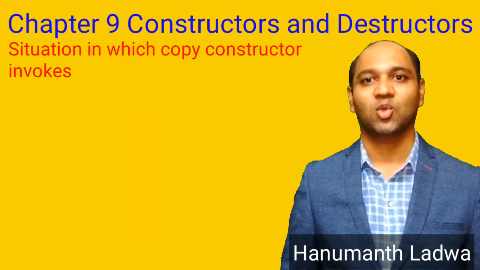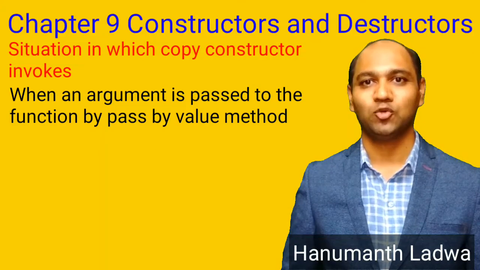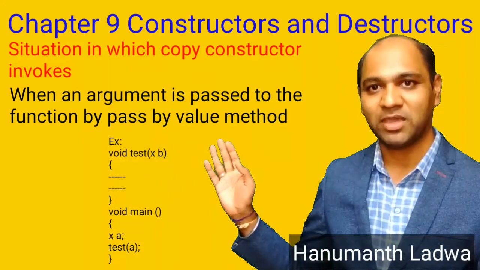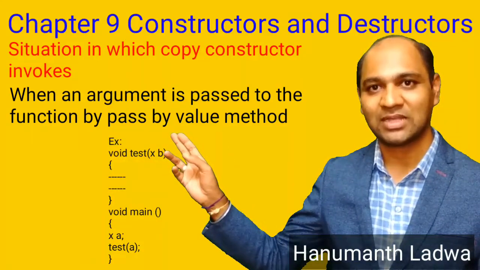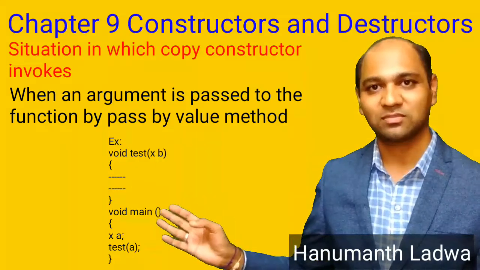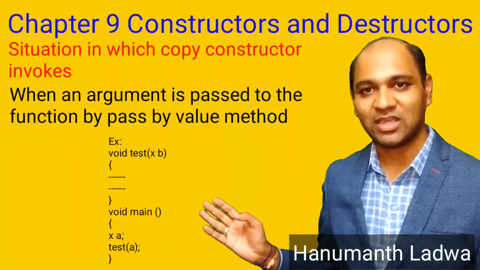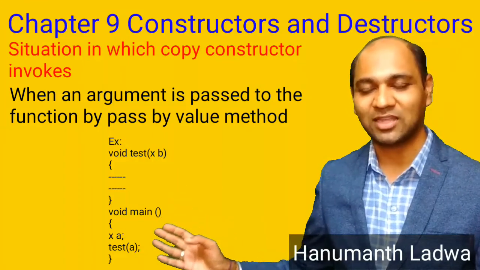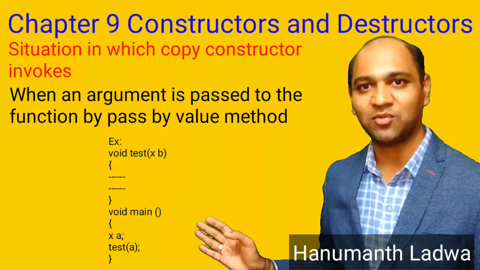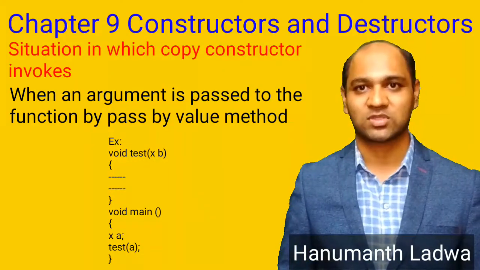And the third situation is when an argument is passed to the function by the pass by value method. Here you can take the example void test(X b). So here b is an object of type class X, and then curly open brace, number of statements, curly closing brace. In void main, inside the curly open brace we are going to write X a, where a is an object of type X, and then we are going to pass this a to the test function. So test, and inside the round brackets we are going to pass a as argument. In this situation also the copy constructor is invoked.